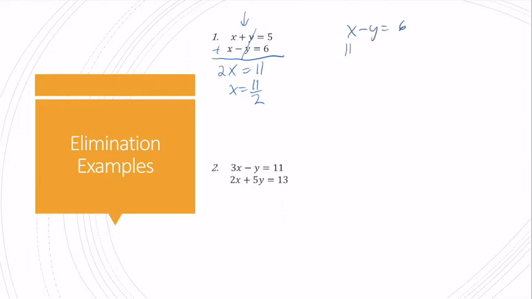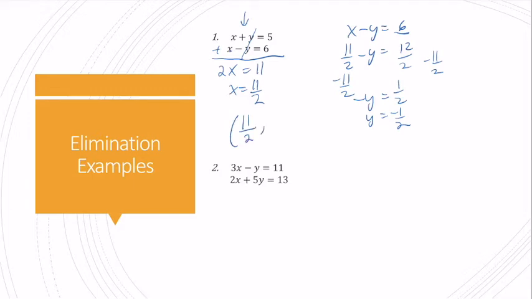So I have x minus y equals 6, so 11 halves minus y equals 6. But let's write 6 as a fraction with a denominator of 2, so that'd be 12 halves. I can subtract 11 halves from both sides. I get negative y equals 1 half, so y equals negative 1 half. So these two lines intersect when x is 11 halves and y is negative 1 half.